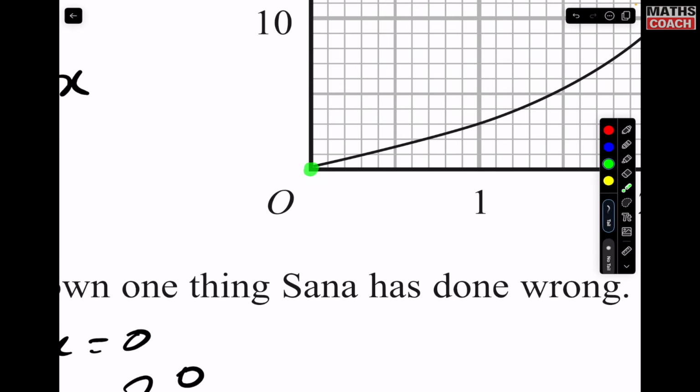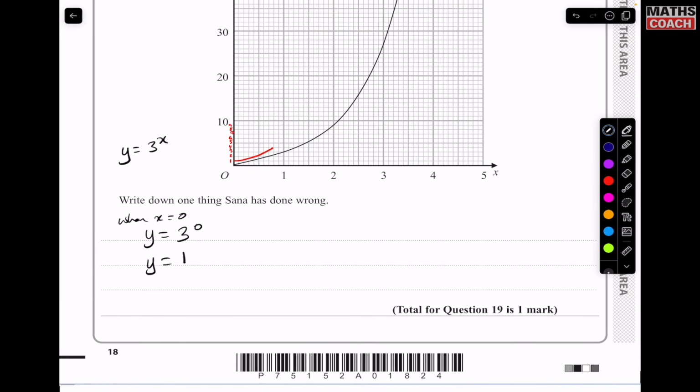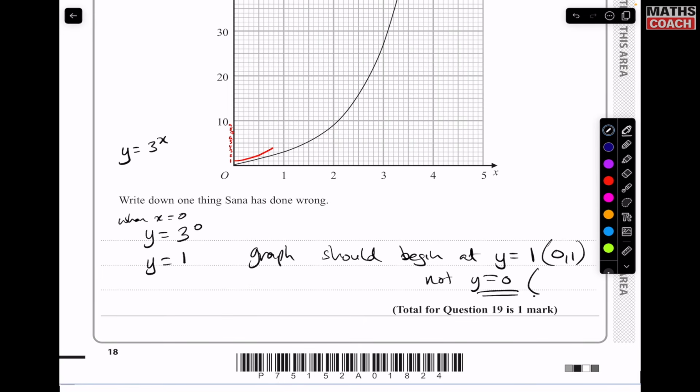It should have been higher. Point 1 is right there. So her graph should have started from there and gone up like that. Okay, should have started on 1 because that's 1, 2, 3, 4, 5, 6, 7, 8, 9, and 10, of course. Okay, so that's where it should have started, not on 0. So that's one thing she's done wrong. So graph should begin at y equals 1, not y equals 0. Or you could say something like graph should begin at 0, 1, not 0, 0. Yeah, there you go.